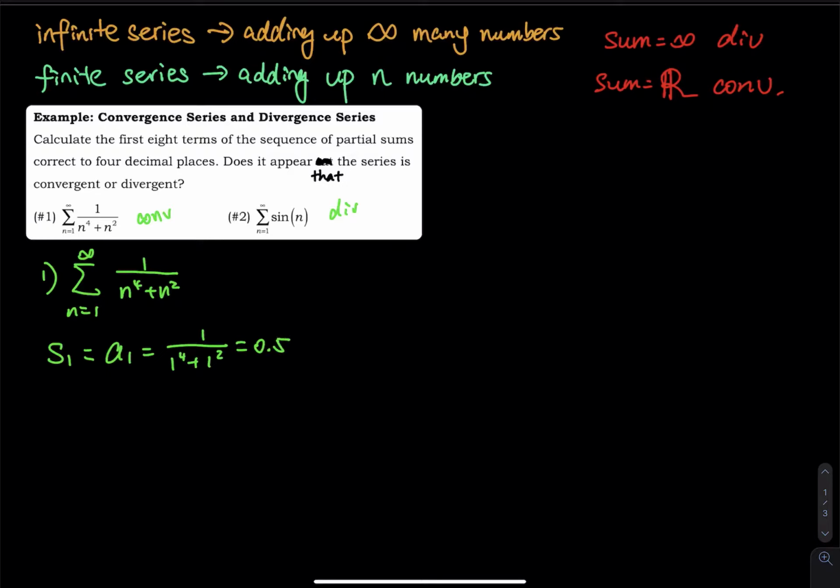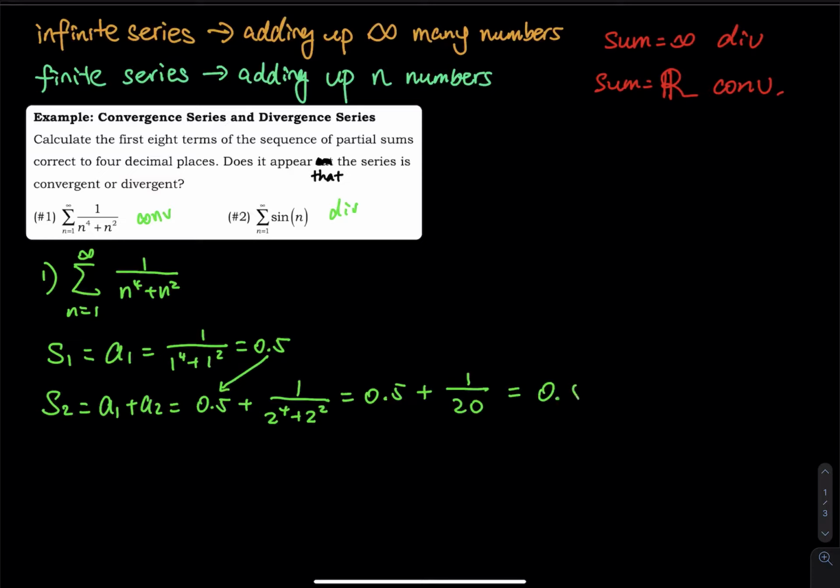And then what about S2? S2 means the sum of the first two terms, so you are adding up A1 plus A2. A1 we already know is equal to 0.5. What about A2? A2 means when n is equal to 2, so we have 1 over 2 to the 4 plus 2 squared. That is equal to 0.5 plus 1 over 20, which equals 0.55. One thing, if you are doing this on your paper as well, I want you to write this number out because we want to make an observation about this fraction. So you do have to work the exponent out. I need to compare the fractions.